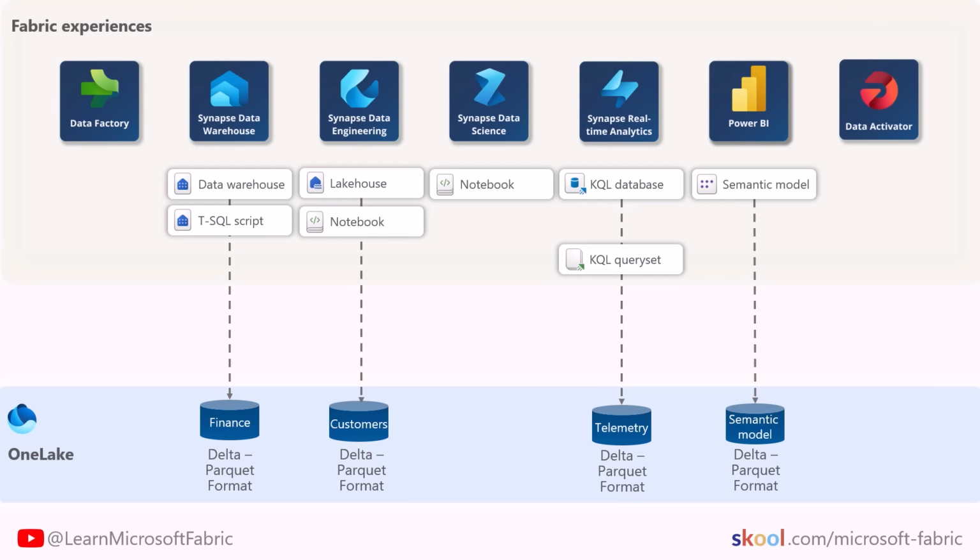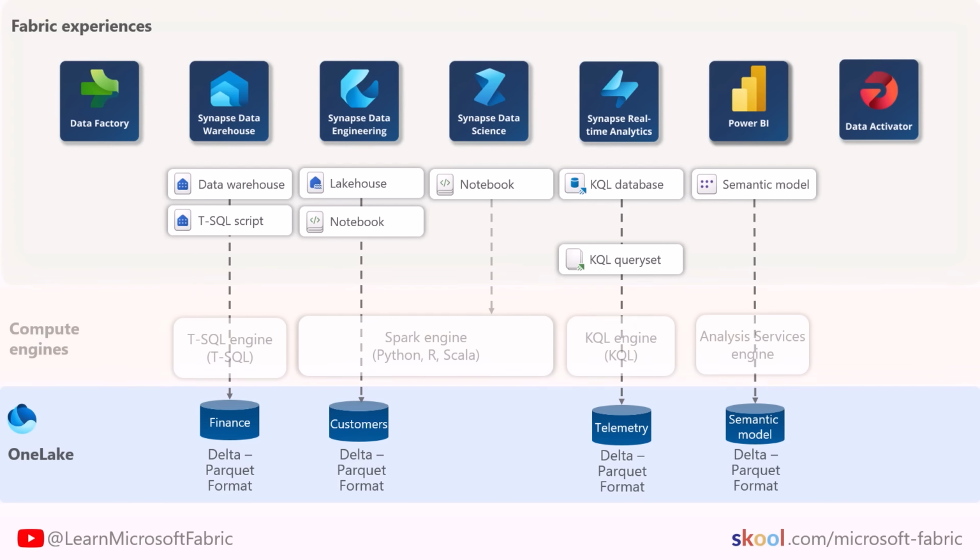Now, the ability to run scripts in many different languages against the underlying Delta Parquet format of OneLake is made possible by the 4 compute engines in Fabric. Now, these compute engines act like the integrator. The user writes some code in a language they're familiar with, and then the relevant engine converts that into a query of the underlying Delta tables in OneLake and returns the data to the user that they're expecting in the experience that they're currently using.